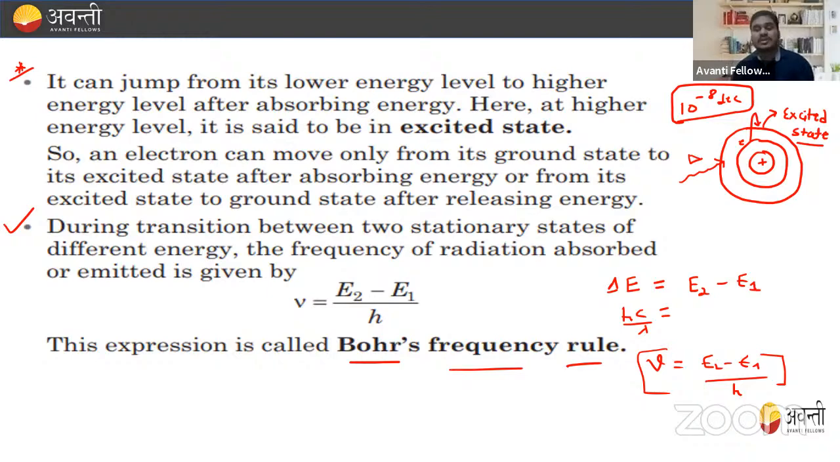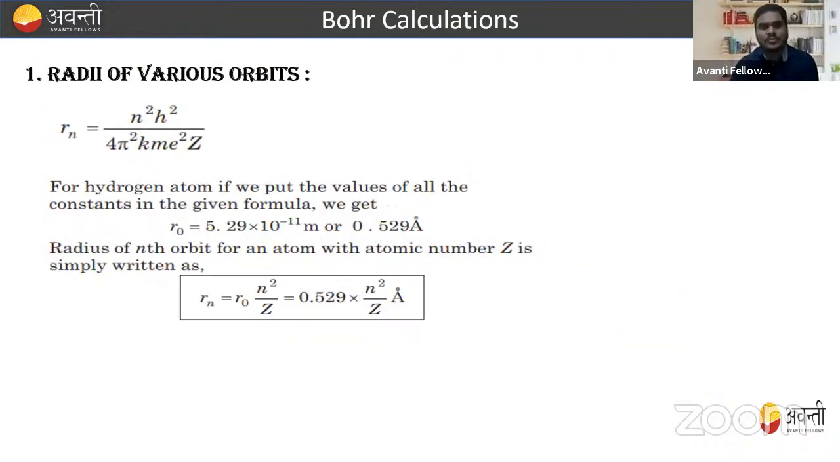So this expression is called the Bohr frequency rule. I hope this is clear to you. Now, this is going to be very important. Now we are going to do the calculation part, and try to remember the formula, because many times numericals come directly based on the formula. So if you know the formula, then you can easily correlate the questions, right?